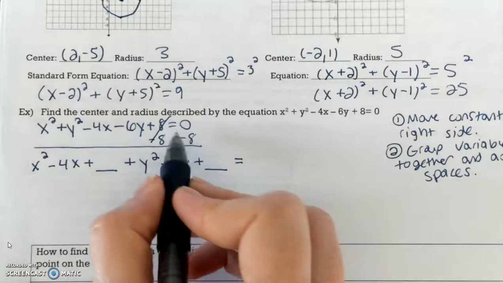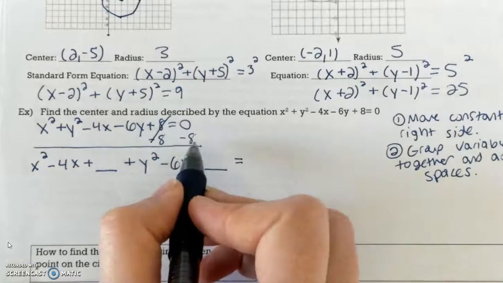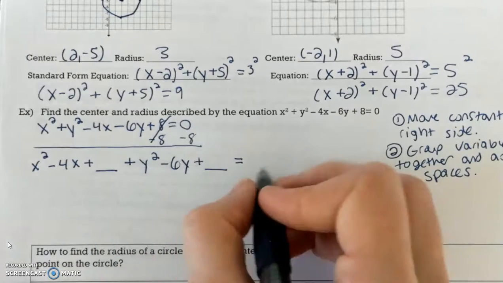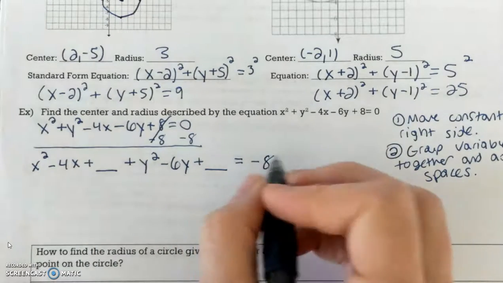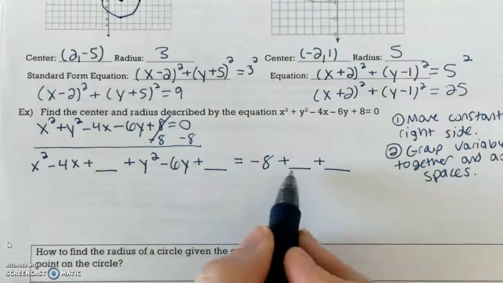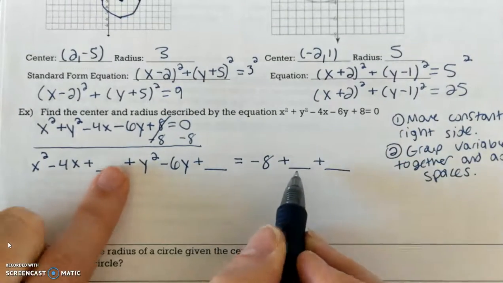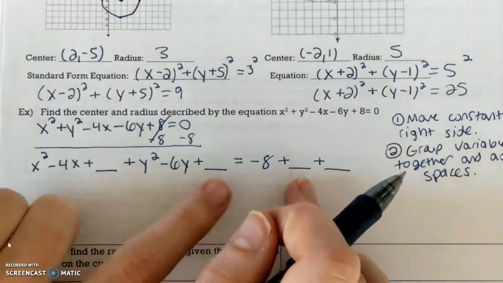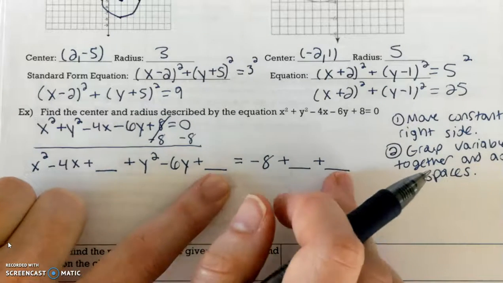Is equal to, now remember we moved this negative 8, we moved 0 minus 8 is going to give me a negative 8, right, from my last step. And then I'm going to have plus 2 blanks, right? This blank goes with my x group. Whatever I add on one side, I must add on the other. And this one goes with my y group, right?